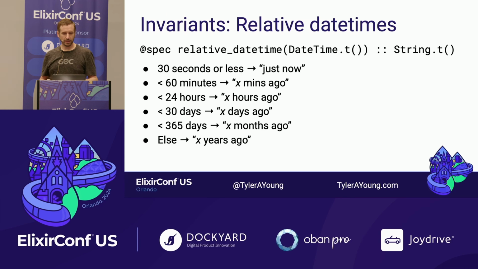So let's look at a function that does have invariance that we can write a property test for. This is a function for producing a relative date time. So you get a timestamp, and you want to put something on your blog post that says, vaguely, when was it published? We don't want it to say 14 days, 5 hours, 13 seconds ago. It's a little too fine-grained, right? Let's say 14 days ago.